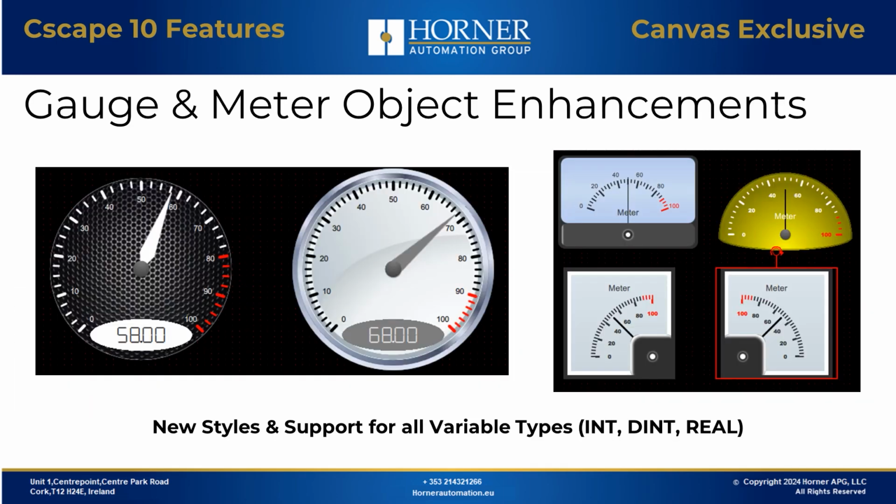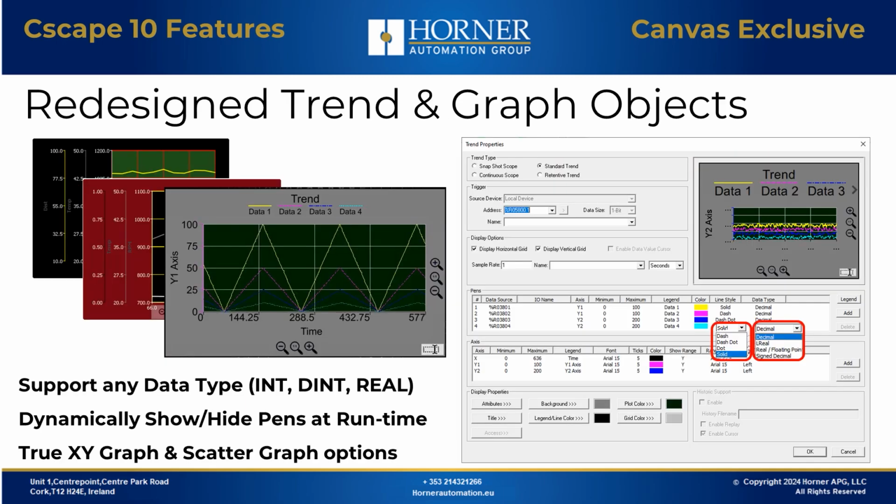Gauges and meters have been enhanced with new visual options, as shown on the screen. One of the biggest updates, which also applies to bar graphs, is that you now don't have to have an integer-based variable in order to have a gauge object on the screen. So if you had a real variable you wanted to represent by a gauge with Cscape 9, you needed to also create an integer version of that variable that the gauge can be tied to. With Cscape 10, you can simply connect or reference a real variable from a gauge directly. This also applies to the redesigned trend and graph objects, which can now support any data type.